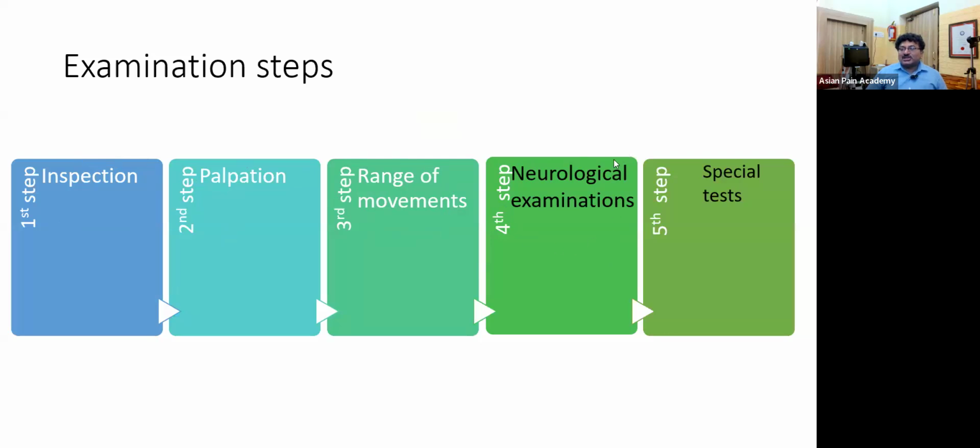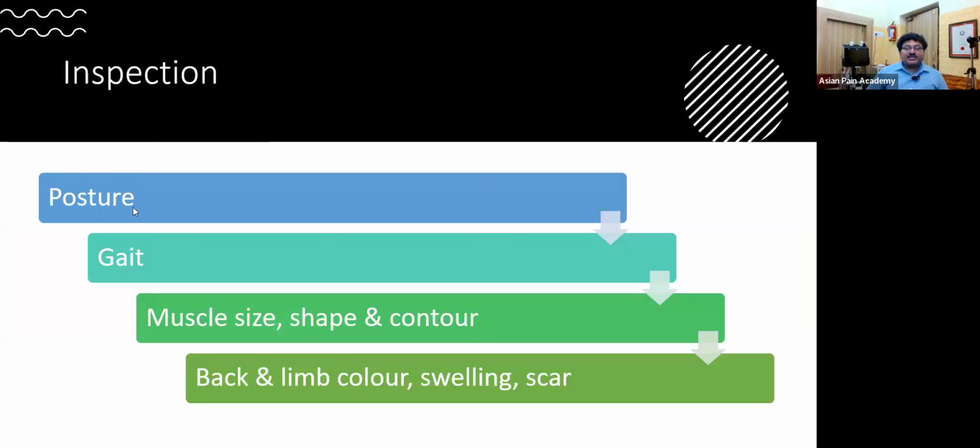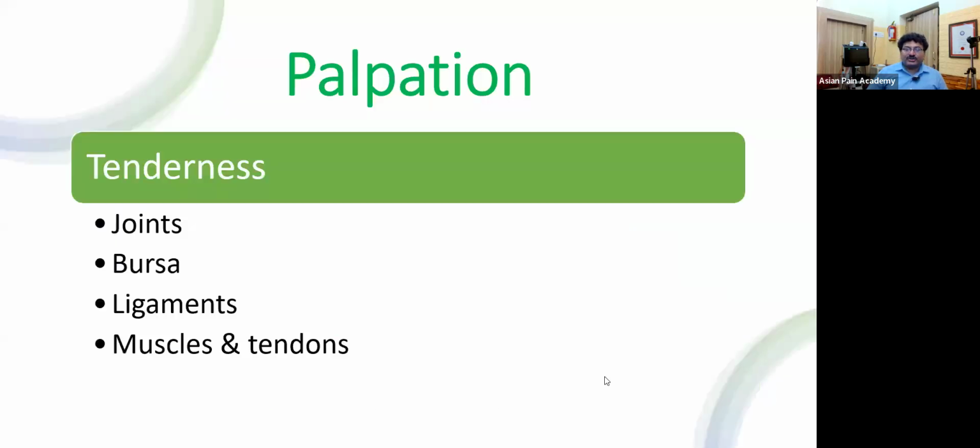In the neurological examination, try to find out whether there is any weakness of the extensor hallucis longus, or commonly we call it EHL weakness, present or not, whether the dorsiflexors are weak or not, whether the plantar flexors are weak or not, and there are some special tests. So, inspection: posture, gait, muscle size, shape, contour. Remember, in radiculopathy, sometimes in severe cases, there might be a lot of muscle bulk loss. Also limb color, swelling, scar, everything should be inspected.